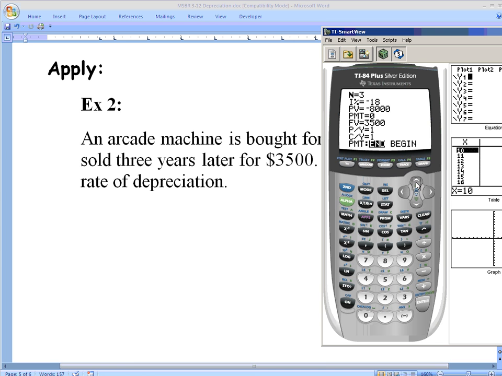So I'm going to go back up to my interest rate now that everything's been filled in. And I want to know what interest rate or negative rate or depreciation rate I've had over time. Press alpha enter. And so it was 24.1% approximately that I've been losing each year. So losing 24% of its value over time.